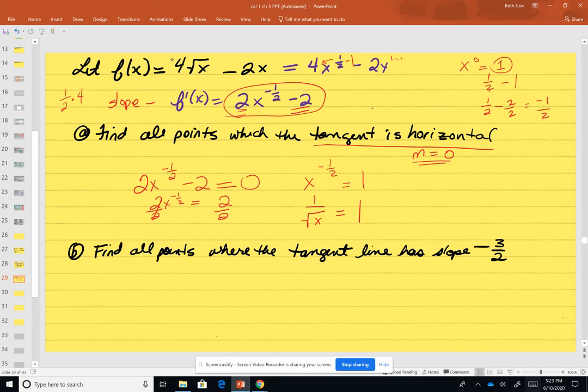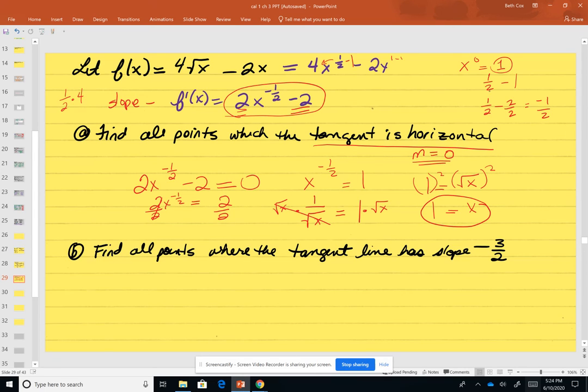Well, when I multiply both sides by the square root of x, I get 1 is equal to the square root of x. Raise both sides to the second power: x is 1. Okay? When x is 1, we have a horizontal tangent.